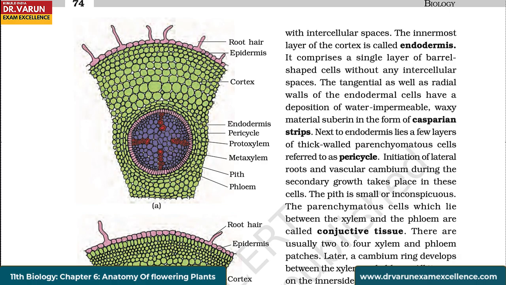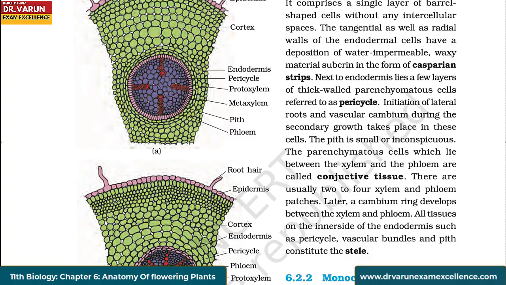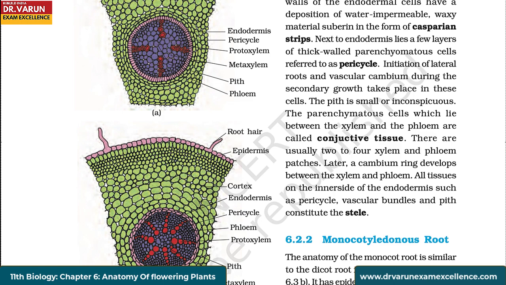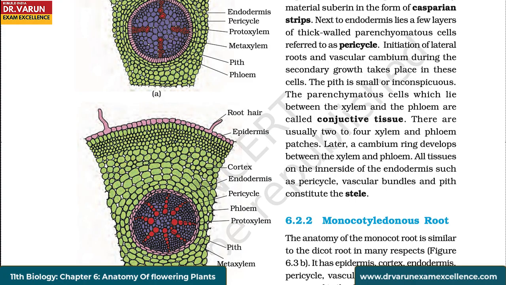Next to endodermis lies a few layers of thick-walled parenchymatous cells referred to as pericycle. Initiation of lateral roots and vascular cambium during the secondary growth takes place in these cells. The pith is small or inconspicuous. The parenchymatous cells which lie between the xylem and the phloem are called conjunctive tissue. There are usually 2 to 4 xylem and phloem patches. Later, a cambium ring develops between the xylem and phloem.